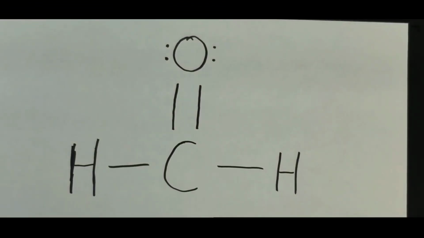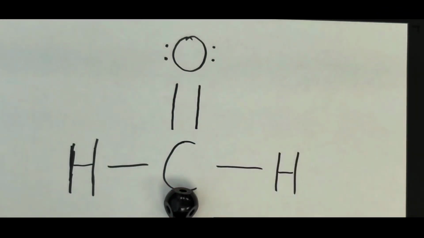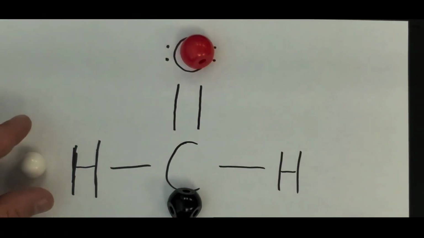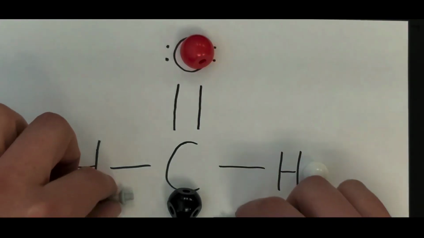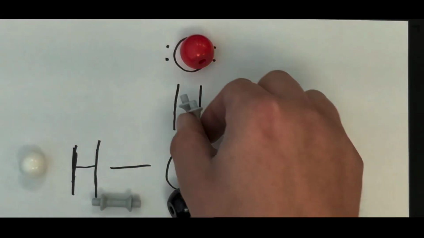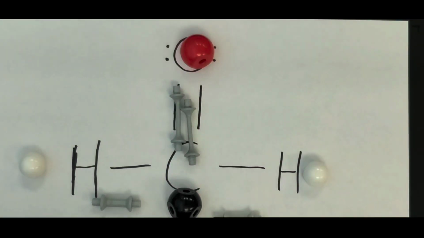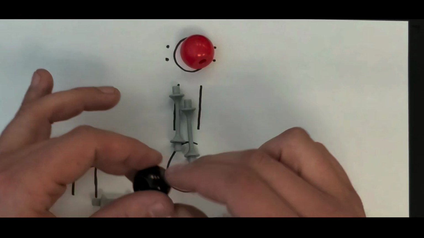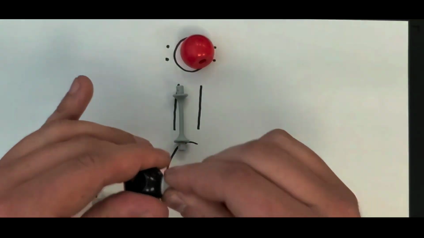Okay, so here is our Lewis diagram, and we're now going to build this in a model. So here's my carbon, here's my oxygen, here's my hydrogen, my other hydrogen, 2 single bonds and 2 bent bonds to make a double bond. So let's start building this. I'm going to start with the carbon bonded to the oxygen.